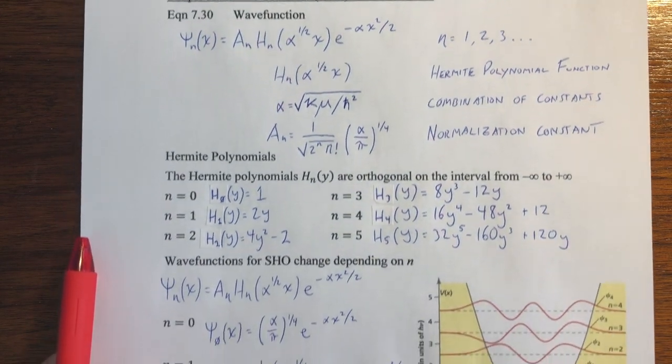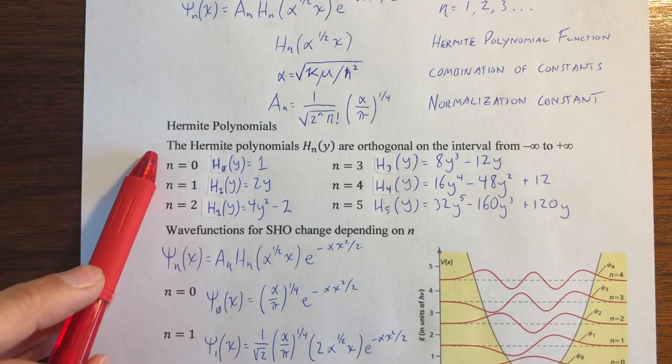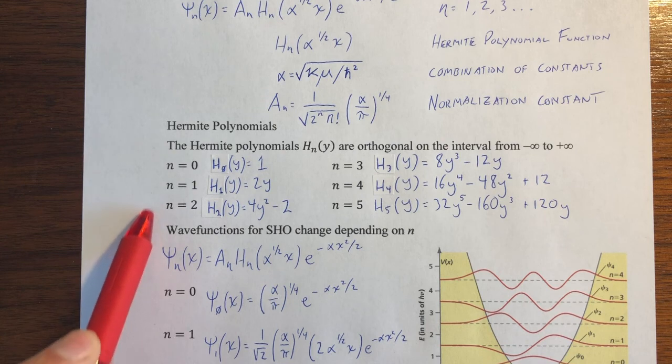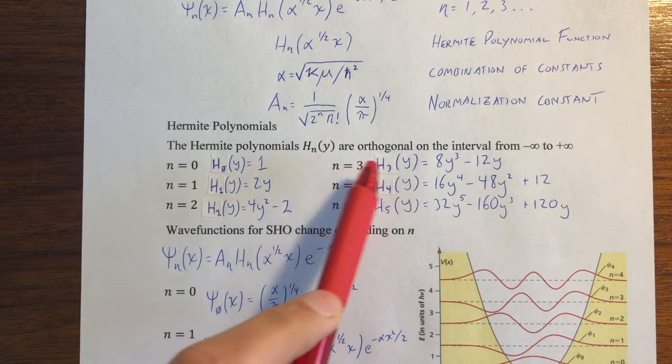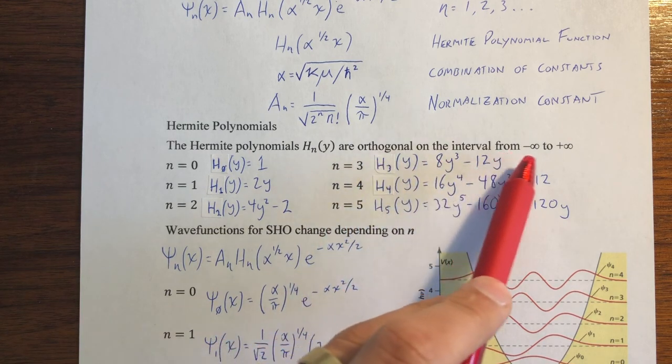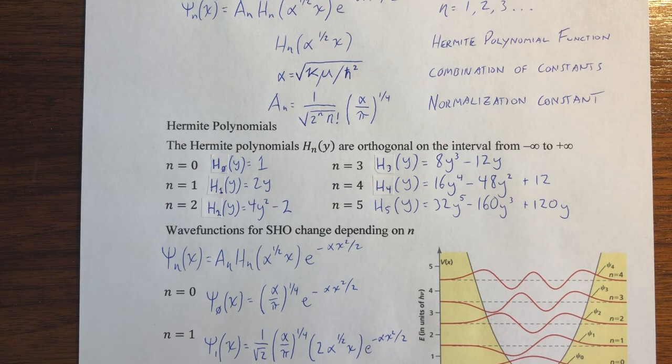So let's get a little bit more information on what Hermite polynomials are. These are a series of polynomial functions that are orthogonal to one another on the interval -infinity to +infinity. So these were derived in the early 1800s and are just a series of orthogonal polynomial functions. We won't derive them, we will just be using them in this class.